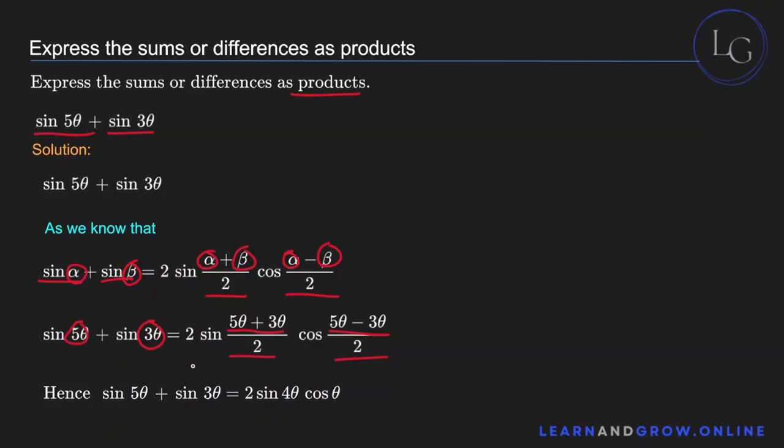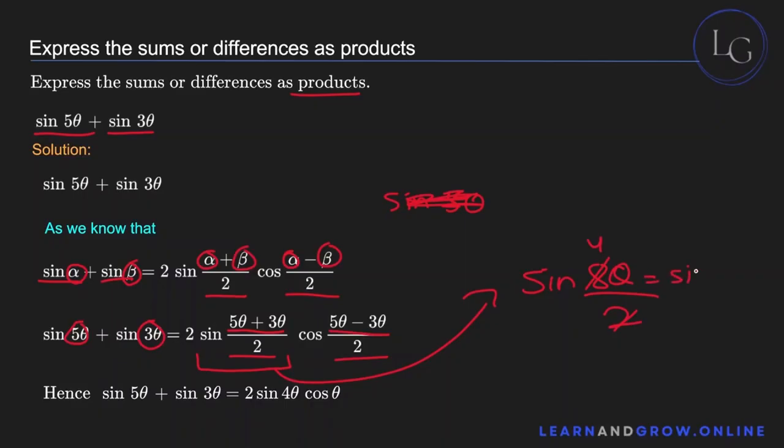Obviously, because this entire term, if you write it down, it becomes sine 8 theta by 2. And so you can cancel this out and it's just eventually equal to sine 4 theta, right? And similarly over here, this becomes cos theta. And so you have 2 sine 4 theta cos theta. And this is how you converted this sum of trigonometric functions into a product term.